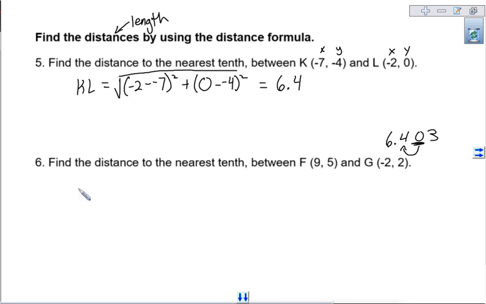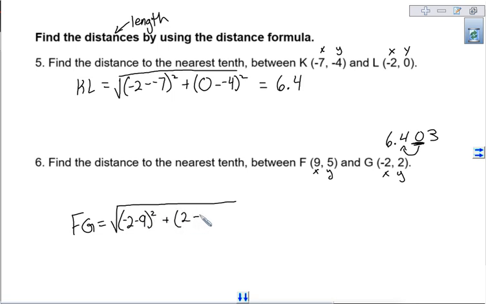Our next one, still finding the distance using the distance formula. So again, label your x's and your y's. This time we're finding the length of FG. So take the square root of the difference of our x's, so negative 2 minus 9 squared plus 2 minus 5 squared. And again, go ahead and type it in your calculator.